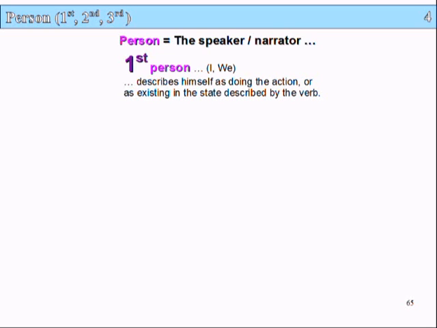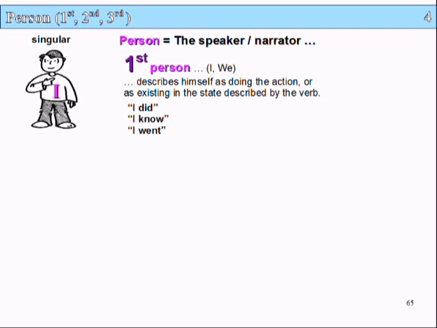Now all that really means is that first person means I or we. When I say I will do something, I'm speaking in the first person. If I say we will do something, I'm speaking in the first person, but with a group of people. So first person just means I did, I know, I went. And it means also we did, we know, we went. We'll look at that shortly.